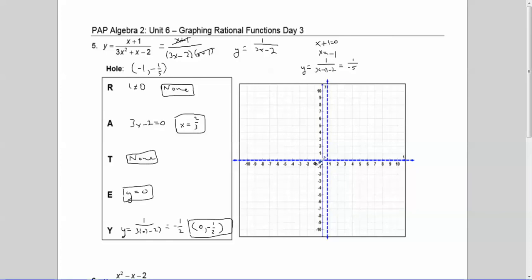So we can go ahead and graph this using our 2 points on the left. And then on the right side, we know that the graph does not come together, so it cannot be in this bottom right corner, which means it must be in this top right corner. So that's the graph for number 5.